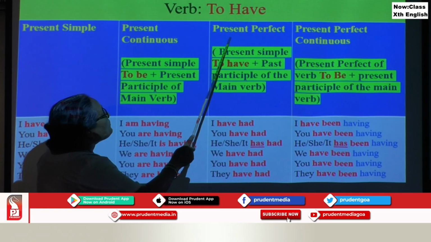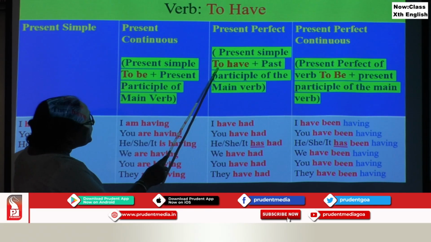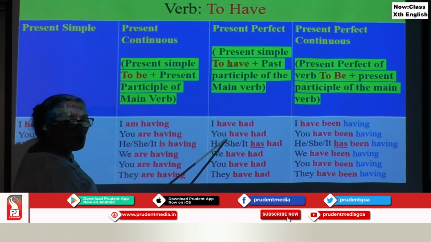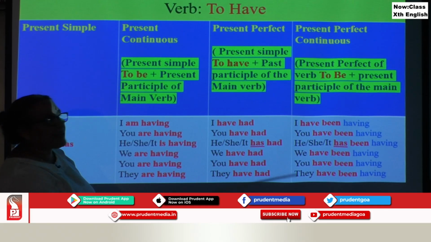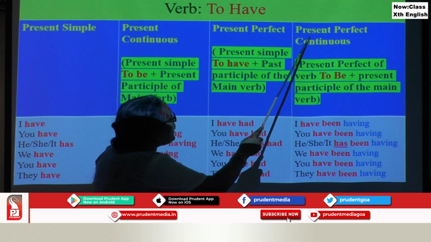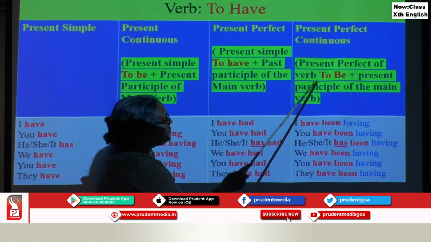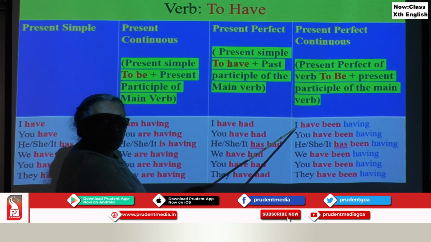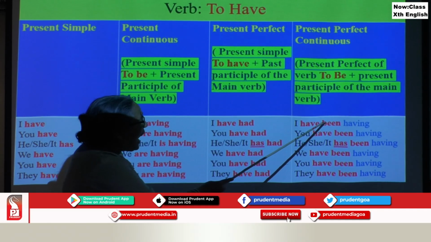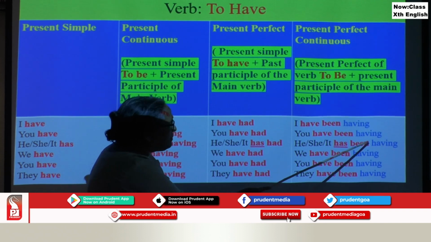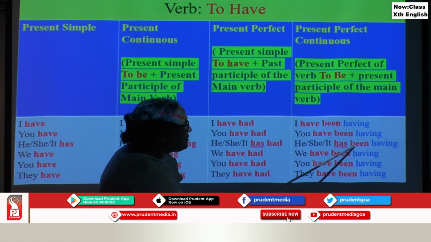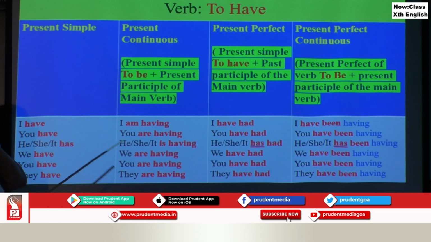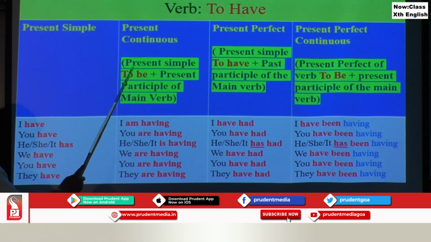In the case of past perfect, it will be past simple of verb to have, so it will be I had had, you had had, he, she, it had had. In the case of past perfect continuous, it will be past perfect of the verb to be, and past perfect of the verb to be will be I had been having, you had been having, he, she, it had been having.